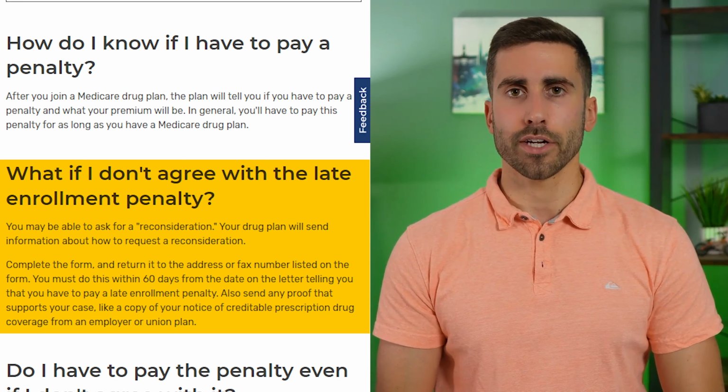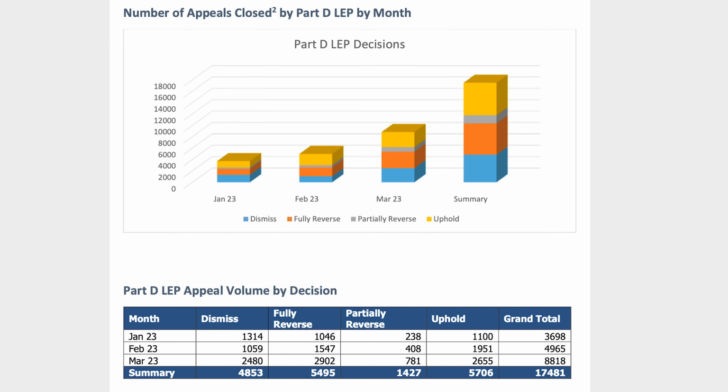this reconsideration request form. According to Part D appeals data from Medicare, in the first quarter of 2023, there were 17,481 reconsideration requests to the independent review entity. Of that total number, 6,922 were fully or partially overturned, which is roughly 40% of requests. So it's certainly worth giving it a shot.